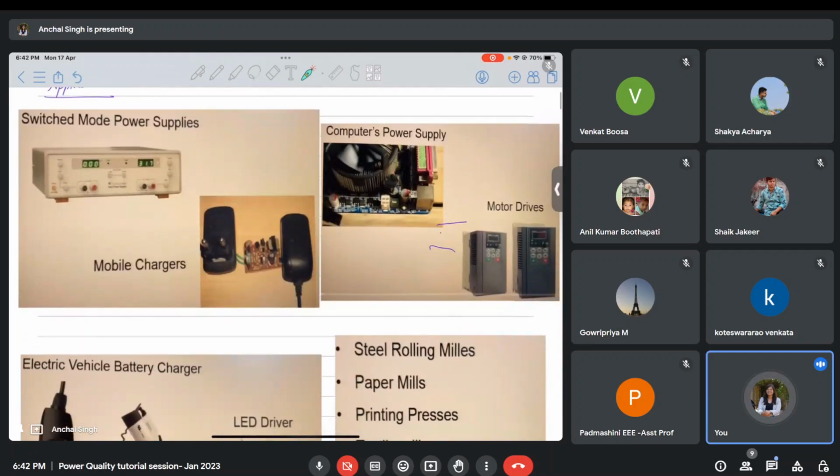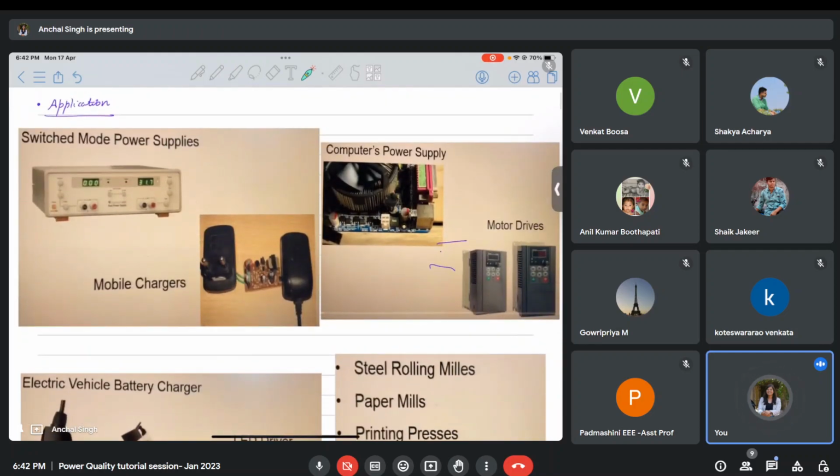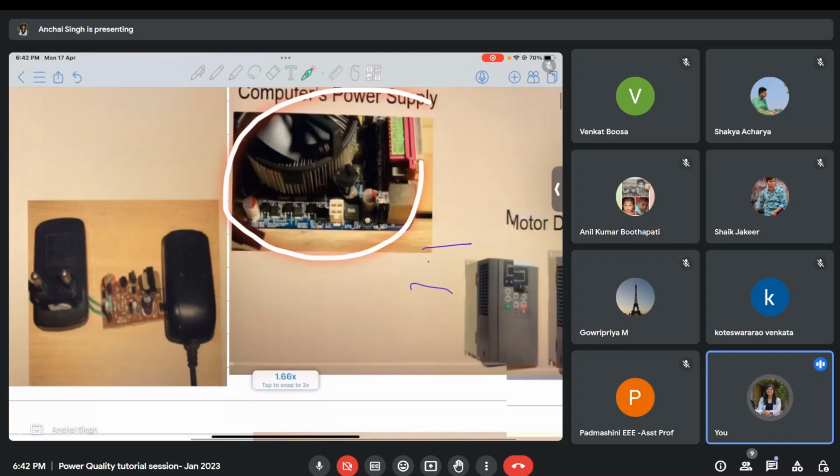So if you look at the applications of AC to DC rectifiers, there are switched mode power supplies in all of our labs, right? We all have visited the traditional electrical labs, and there are these power supplies which have a knob, and you set the power supply rating to 15 volt, and then you connect your circuit. All these have AC to DC converters inside them. Our mobile chargers have AC to DC converters. Then in our computer, if you open our CPU, you will be able to see these kinds of cards. This is our computer power supply card.